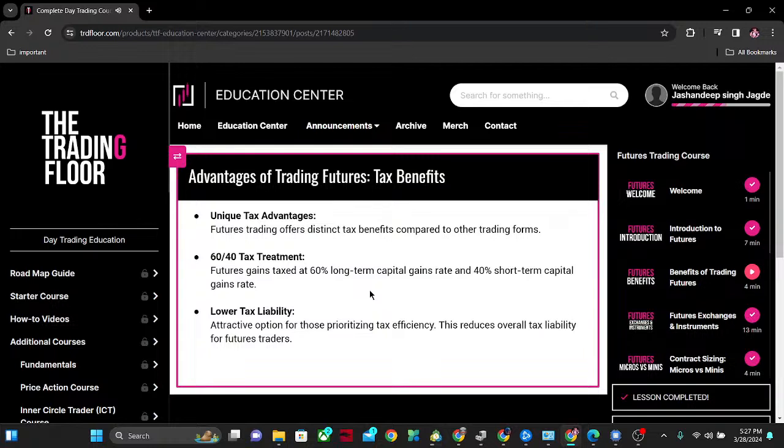This tax treatment can significantly reduce the overall tax liability for futures trading, making it an attractive option for tax-conscious investors. This applies to U.S.-based traders for application of the U.S. tax law and requirements. If you are trading outside the United States, please look into your own country's tax laws for how futures gains and losses are taxed.